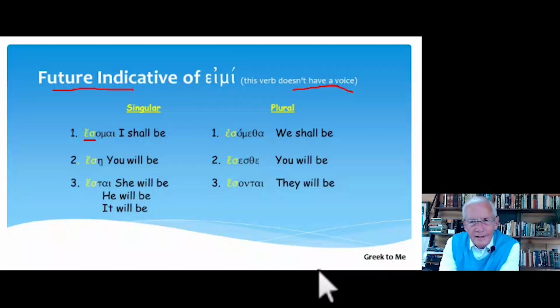Now, say the endings over here with me. Esomai, ese, estai, esometha, esesthe, esontai. Now, what do you notice here? You have the stem es, and you have the omai endings we had way back in chapter 4. Omai, ese, etai, ometha, esthe, ontai.